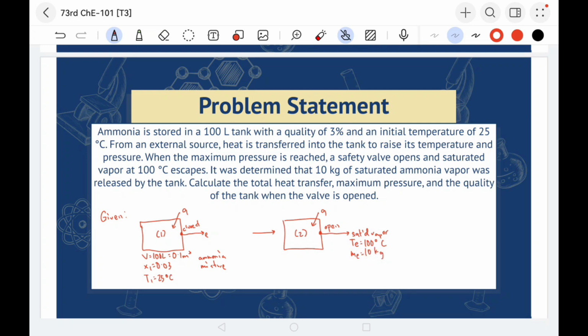We also know that the temperature of state 2 is 100 degrees Celsius. So now that we have this whole diagram, let us write our required, which are Q, the heat transfer, P2, which is the maximum pressure or the pressure at which the valve opens, and X2, which is the quality of state 2. To start our lengthy solution, we will of course start with our assumptions.